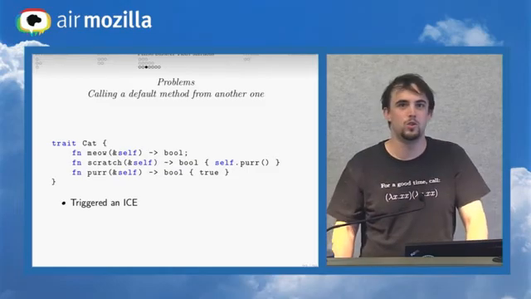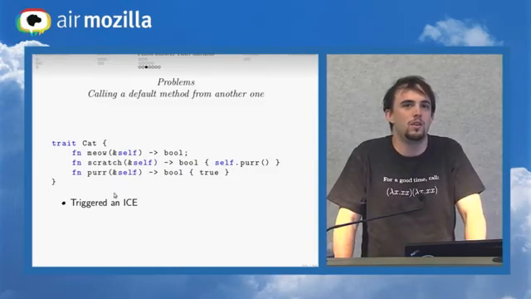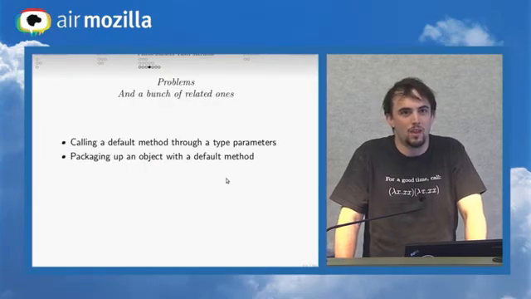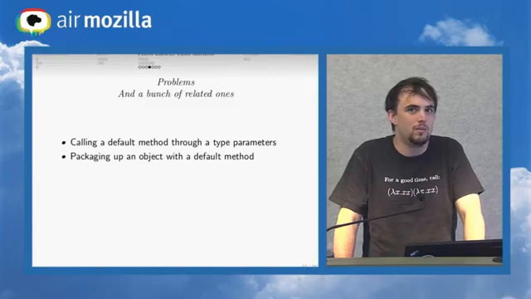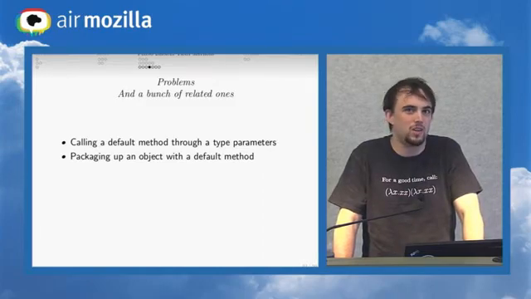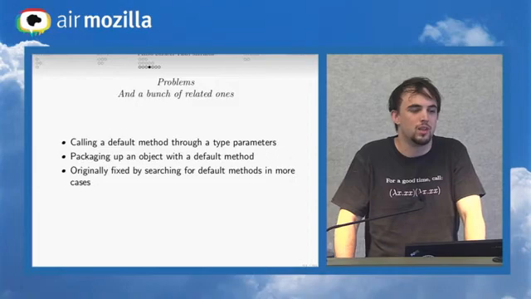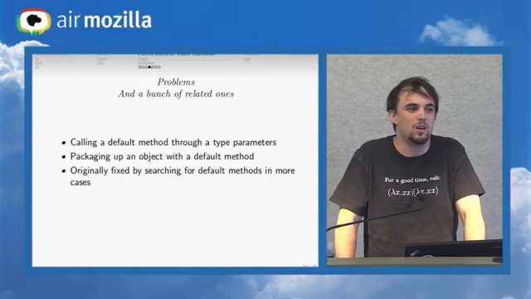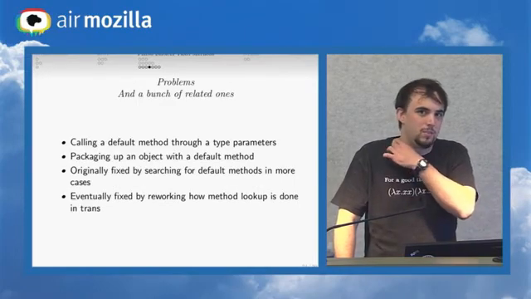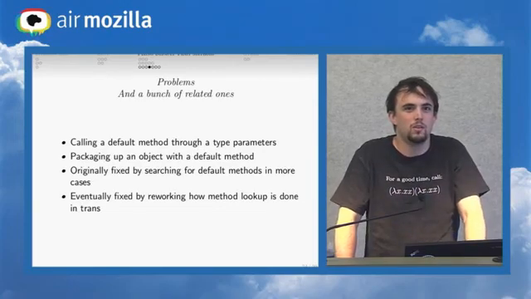Another thing that didn't work is if you wanted to call a default method from another default method, like here we have a cat trait, and the scratch method wants to call the cur method, and it would crash the compiler. And also it didn't work if you wanted to call a default method through a type parameter or package up an object with the default method. Originally I fixed this because there were some problems in code generation where it didn't look at the default methods when it was trying to compile it. But then I eventually fixed it by completely reworking how all of that code worked, which was a theme of my summer. It's like I fixed it in some crappy way and then rewrote half the code.